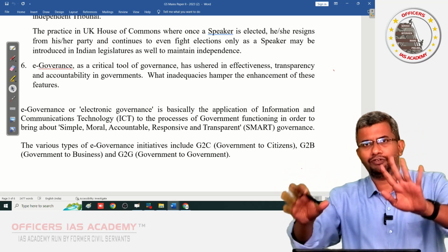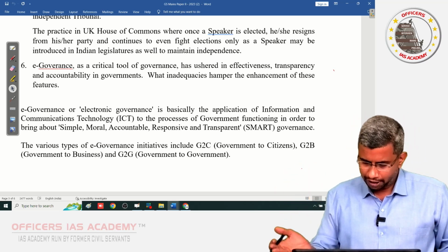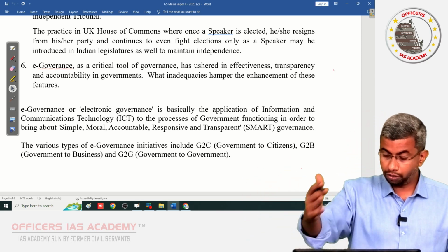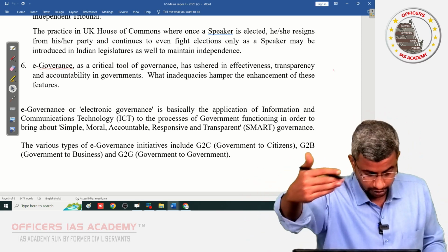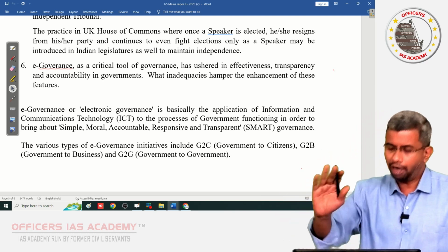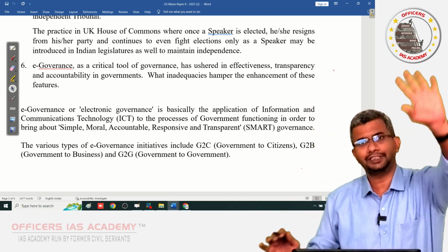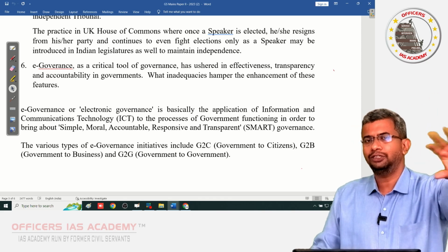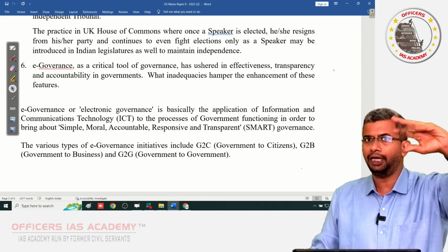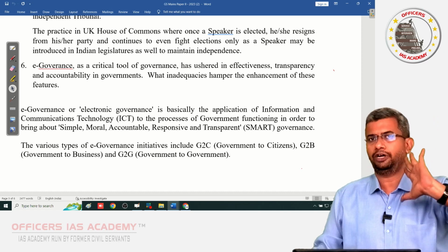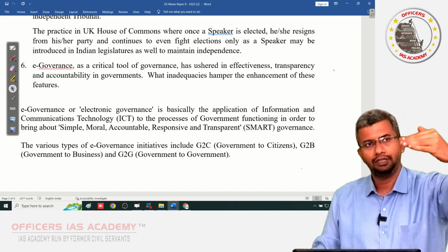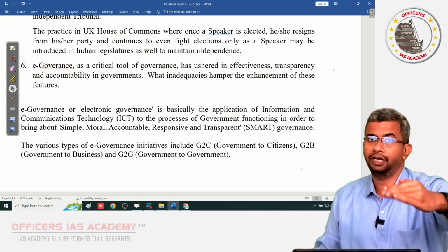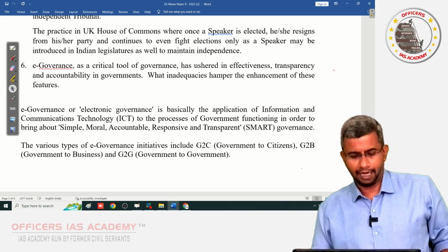And this question is straightforward. E-governance is basically the application of ICT to the process of government. E-governance as a critical tool of governance has ensured effectiveness, transparency and accountability. What inadequacies hamper it? So the question itself is asking you to structure it like that. But even for other questions that are asked, you can keep these points and suitably expand or compress them. What are the recent initiatives? What are the issues? What are the solutions or the way forward, including recommendations of the second ARC?